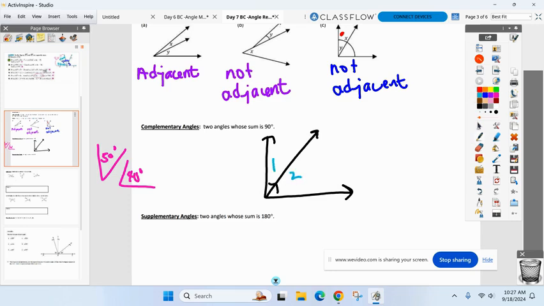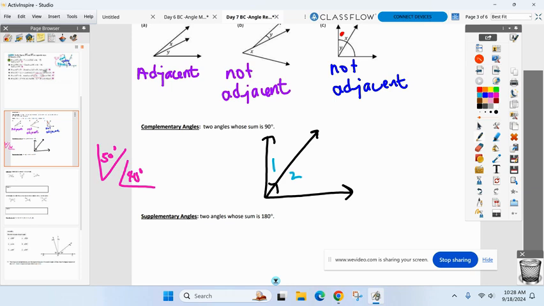I'm not even going to tell you the degree measures. I don't need to. I don't even know what angles 1 and 2 are, but I know they're complementary. How do I know they add to 90? That tells me it's a right angle. So don't expect degree measures from me. You're going to see something like this, where the box tells me they add up to 90.